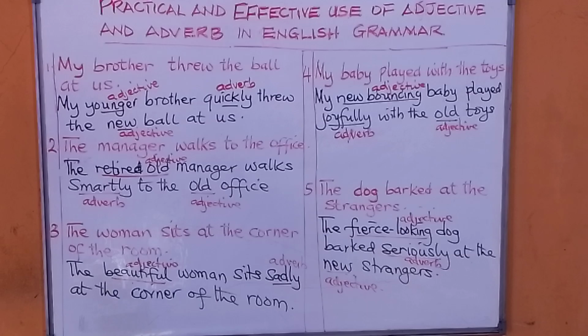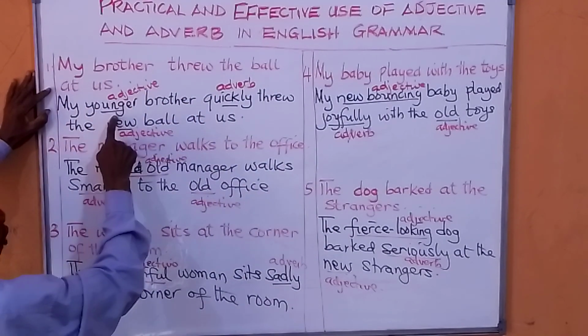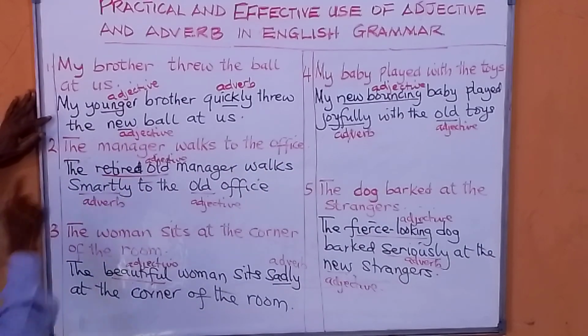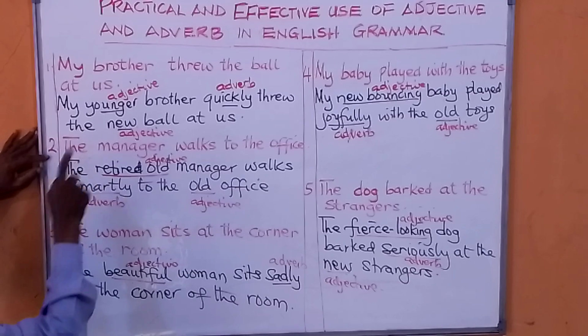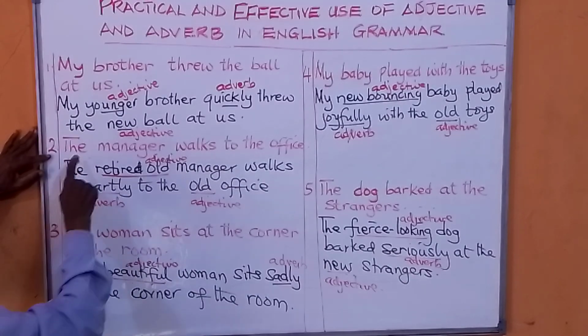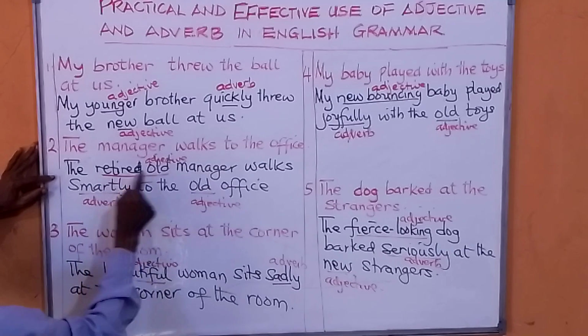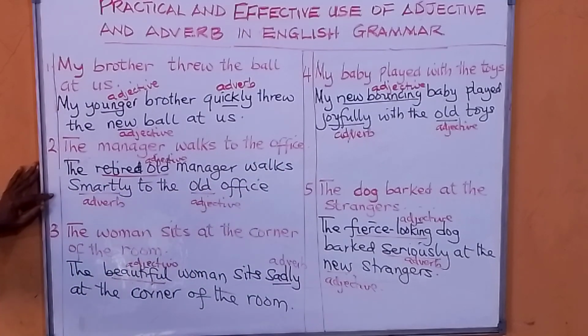You see, instead of my brother threw the ball at us, I'm going to have my younger brother quickly threw the new ball at us. Now, you see the adjective and adverb that are being used. The manager walks to the office. Instead of that, I say, the retired old manager walks smartly to the old office. You see, it looks nice now.